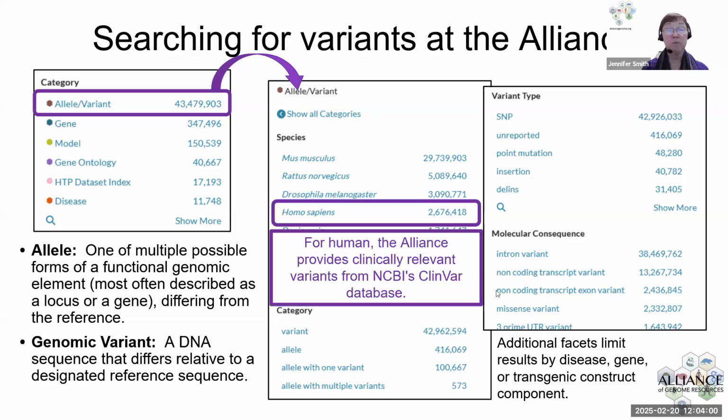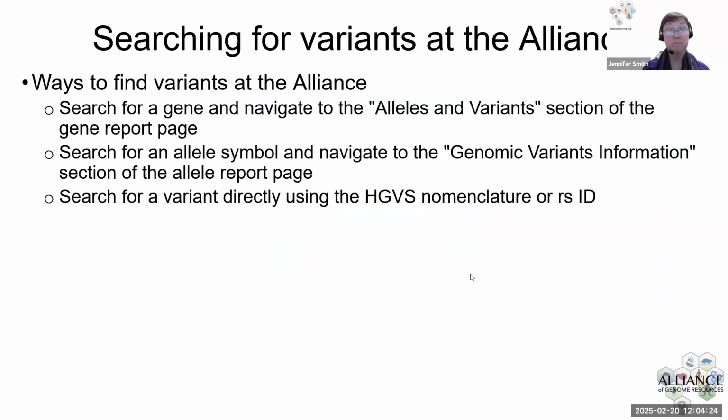So one of the reasons that I wanted to point this out was because we do have human variants, and you'll notice that it's not every variant that has ever been seen in human, but we do have the clinically relevant variants from NCBI's ClinVar database. So it's a data set of almost 3 million variants that have been predicted to be clinically relevant. So you probably don't actually want to look at everything in the Alliance.